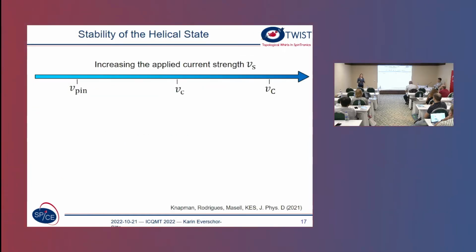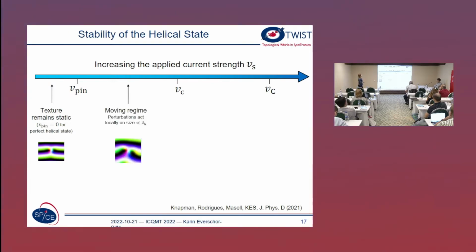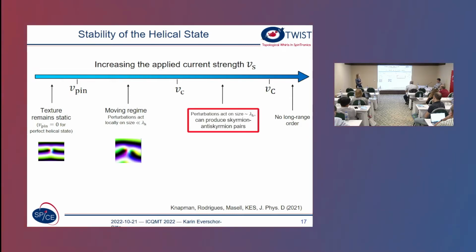So as a function of increasing current strength, there are lots of things that happen. We have a pinning velocity, below which the texture remains pinned. If you just do theory and you have a super clean sample, this one is 0. If we go a bit higher, we go into a moving regime where these structures nicely move. But the higher I go, they start to deform. And if I go even above this VC, as I also call it, if I go very high, I destroy my long-range order. But if I go in this middle, then actually I can produce skyrmion-anti-skyrmion pairs, because then these deformations are so high that I can create these skyrmion-anti-skyrmion pairs.